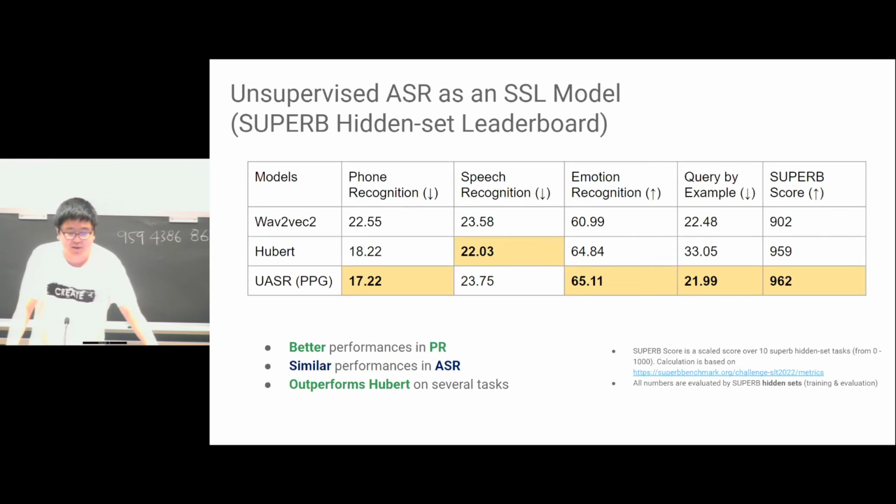And in general, our SUPERB score, which was introduced by Hongyi about an hour ago, shows we can get better performance over the average of 10 tasks over the SUPERB hidden set. This is a significant improvement over Wav2vec 2 and a very slight improvement over HuBERT, but we should compare with Wav2vec 2 because it's the base model for the unsupervised ASR here.